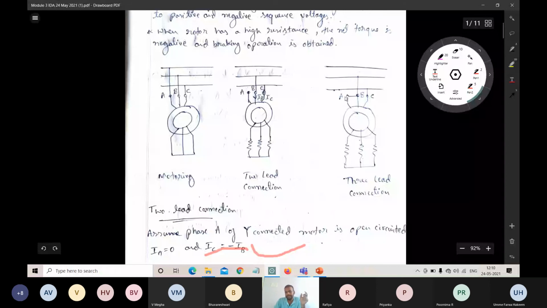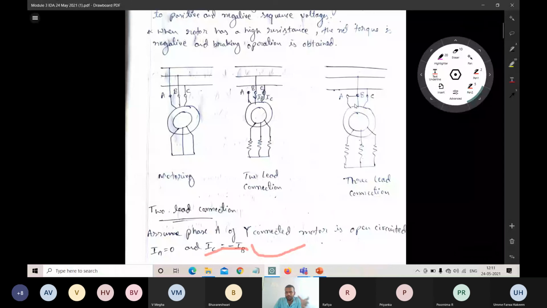Similarly, here we witness it for current. Here IB is equal and opposite to IC. Similarly, here VBC is equal and opposite to VCA. So root 3 volts will be equal and opposite. Similarly here also the phase voltage has the VP and VN, the positive sequence of voltage and negative sequence of voltage.